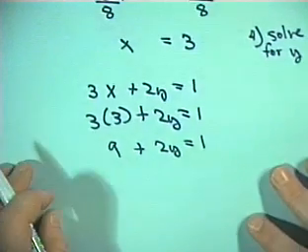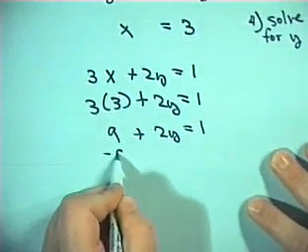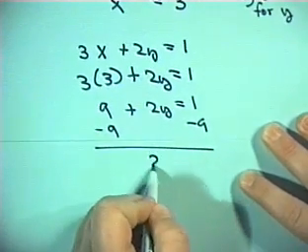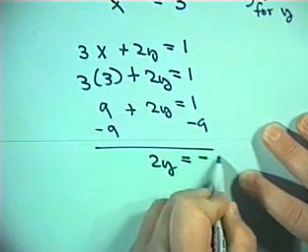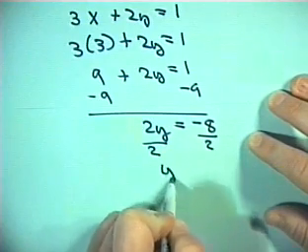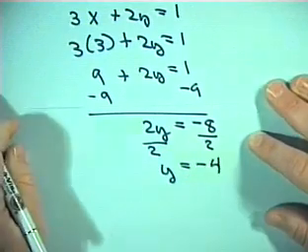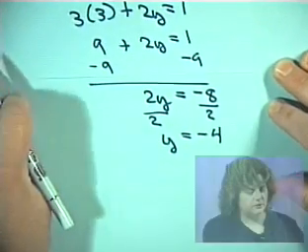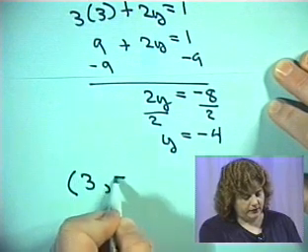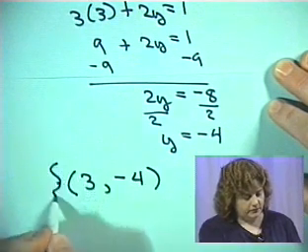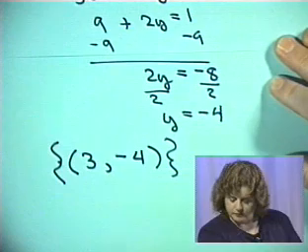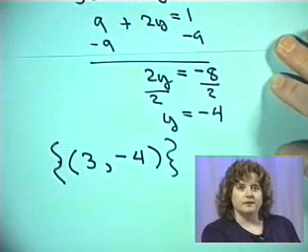We're going to subtract 9 from both sides, and we'll end up with 2y equals negative 8, and then we'll divide by 2, and we find that y is equal to negative 4. Again, we're working with a system of two equations, so our solution is an ordered pair. In this case, the ordered pair 3, negative 4, again, often presented in the answer keys with the set notation. That's the end of this example.